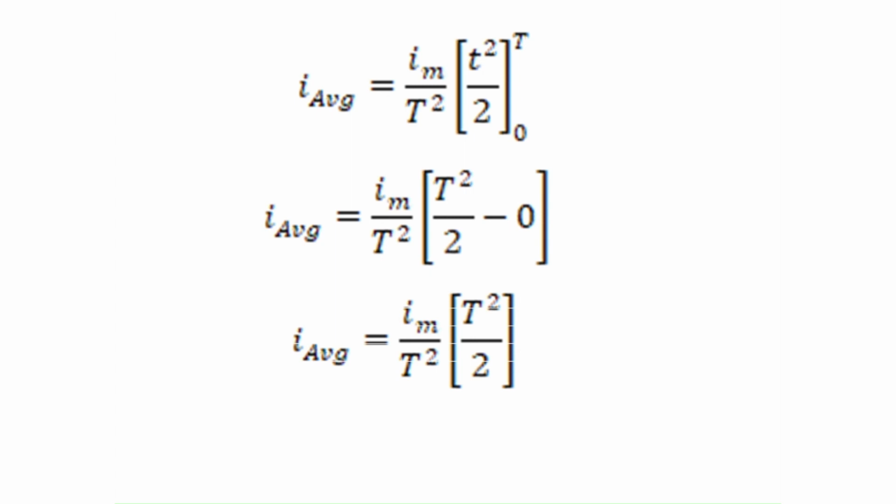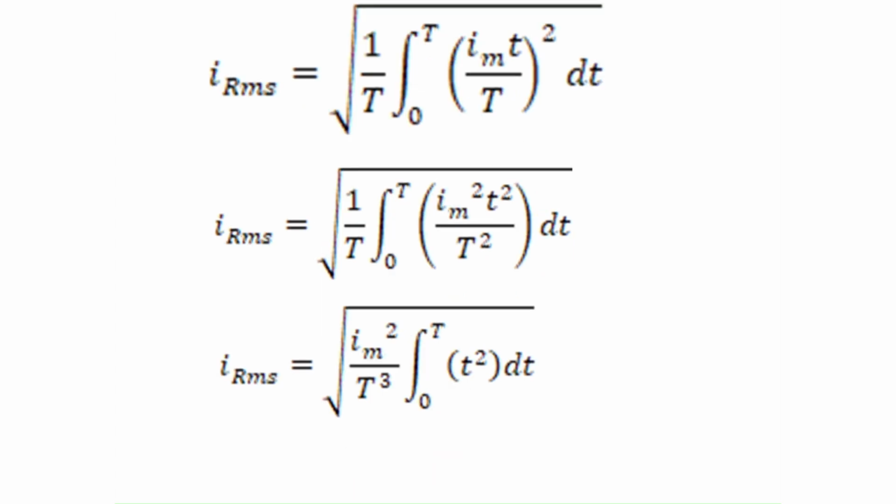Therefore, I average equals Im by capital T square into t square by 2, upper limit minus lower limit. Therefore, I average equals Im by T square into T square by 2. I average equals Im by 2.